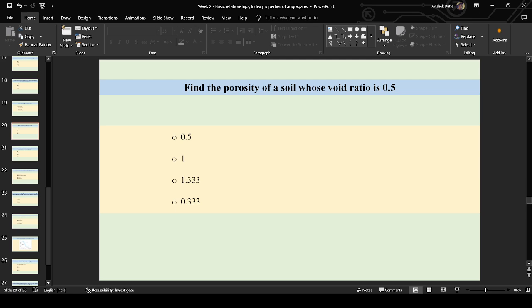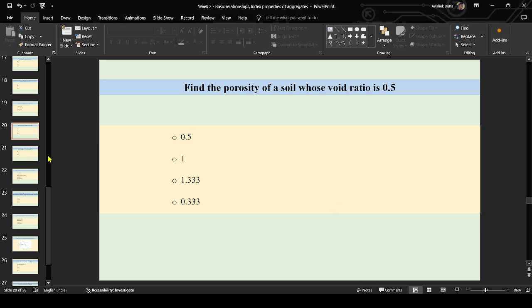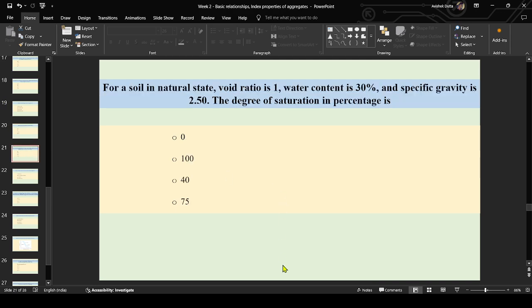I repeat, find the porosity of a soil whose void ratio is 0.5. The options are 0.5, 1, 1.333 or 0.333. Okay. Next question. For a soil in natural state, void ratio is 1, water content is 30% and specific gravity is 2.5. The degree of saturation in percentage is: the options are 0, 100, 40 or 75.